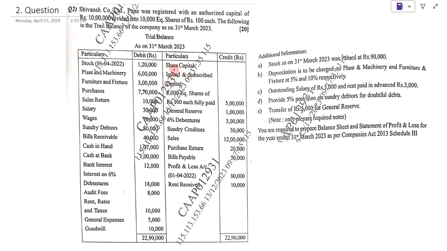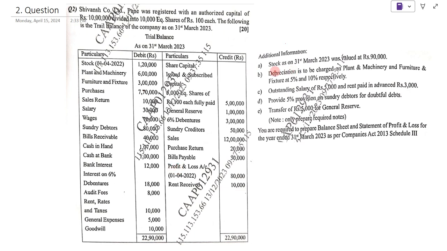Then to the credit side, share capital is given 5,000 equity shares of 100 each fully paid 5 lakh rupees, general reserve 1 lakh, 6% debentures 3 lakhs, sundry creditors 50,000, sales 12 lakhs, purchase return 20,000, bills payable 30,000, profit and loss account as on 1st April 2022, this is the last year profit, that is 80,000, rent received 10,000. Along with this trial balance there is some additional information provided.